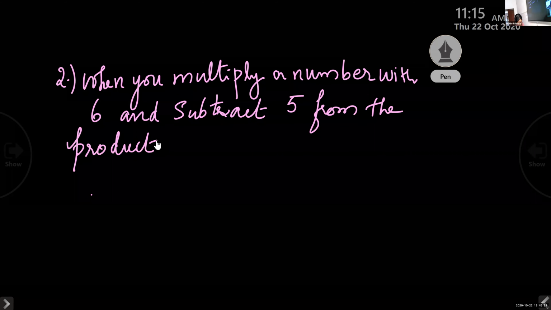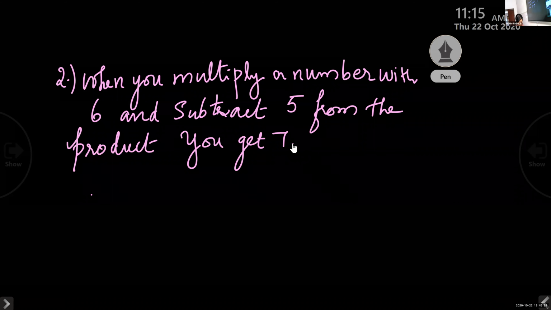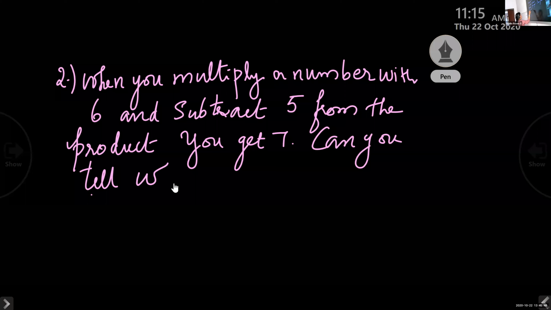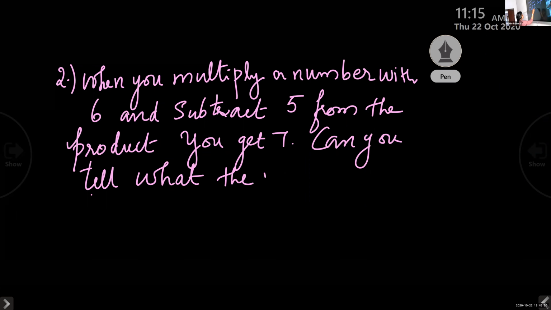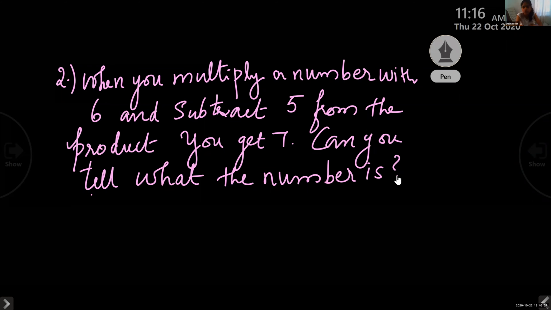Five from the product, you get 7. Can you tell what the number is? Okay. When you multiply a number with 6 and subtract 5 from the product, you will get 7. What is the number? 6y minus 5 is equal to 7. Okay, very good.